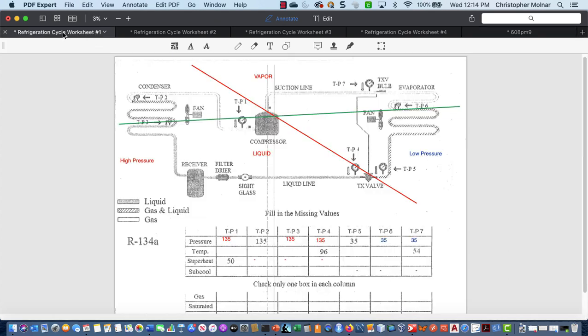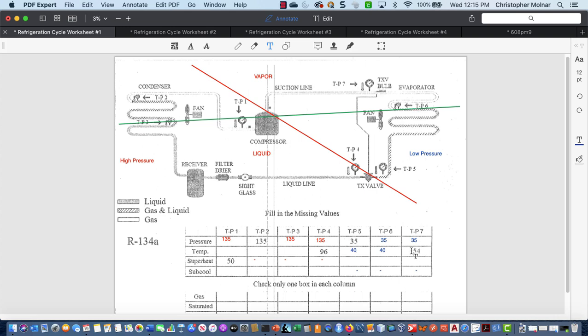So let's go back over to the worksheet. My evaporator temperature is 40. So I'm going to come in here. TP6 we're going to say 40, and TP5 we're going to say 40, because that's pretty much going to remain the same.